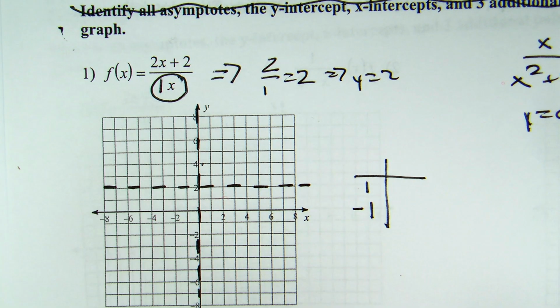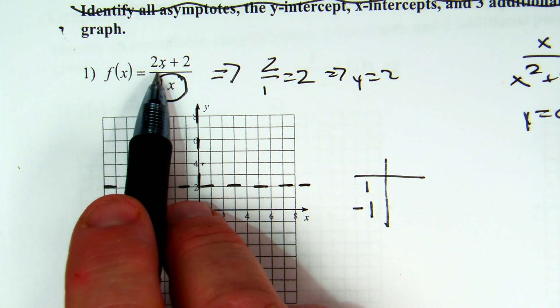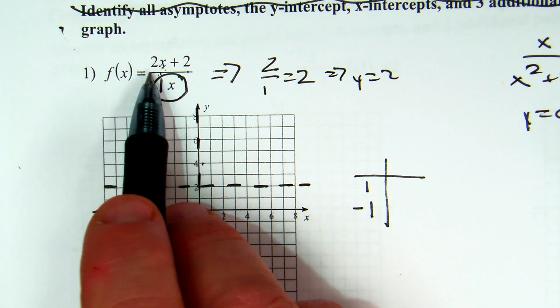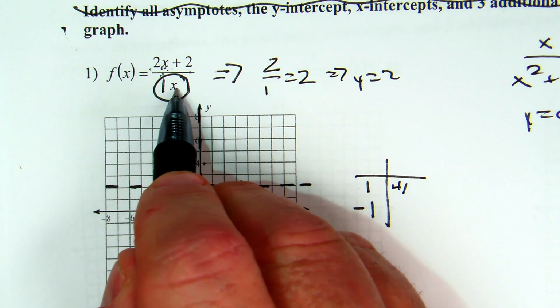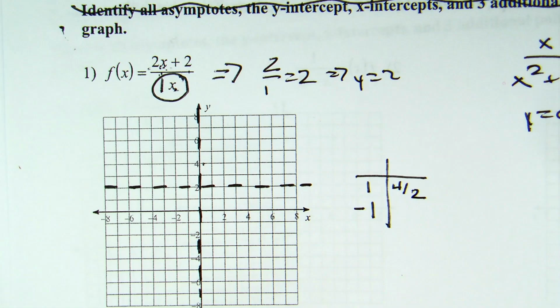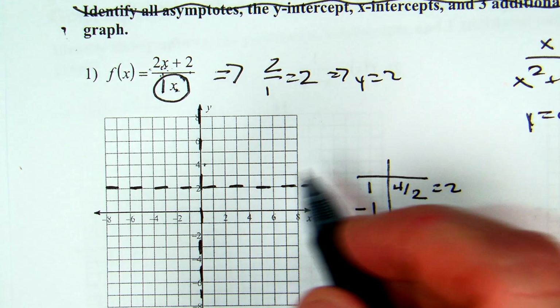And all I'm doing is plugging those values in. When I plug in 1, my numerator is 2 times 1 plus 2. 2 times 1 is 2. 2 plus 2 is 4. My denominator is just x, so that's 2. What's 4 divided by 2? 2. So that means 1, 2 is on my graph.